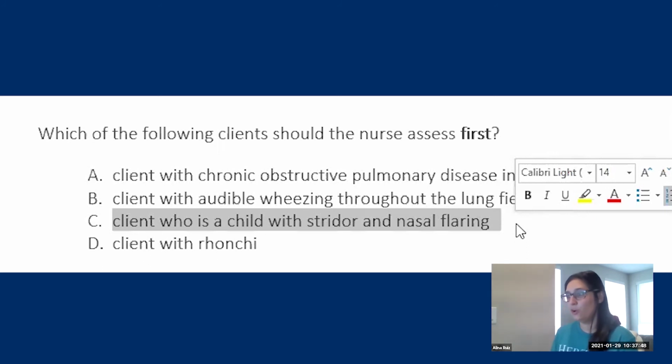So we would go child with stridor, then maybe the patient who's wheezing, because that's going to need an immediate reaction. If we don't intervene, the wheezing is going to turn worse. And then the next one would be the patient in the tripod position, because that patient is also struggling to breathe, but maybe not to the level of these other clients. And then the last one would be rhonchi, which is just a little bit of congestion.